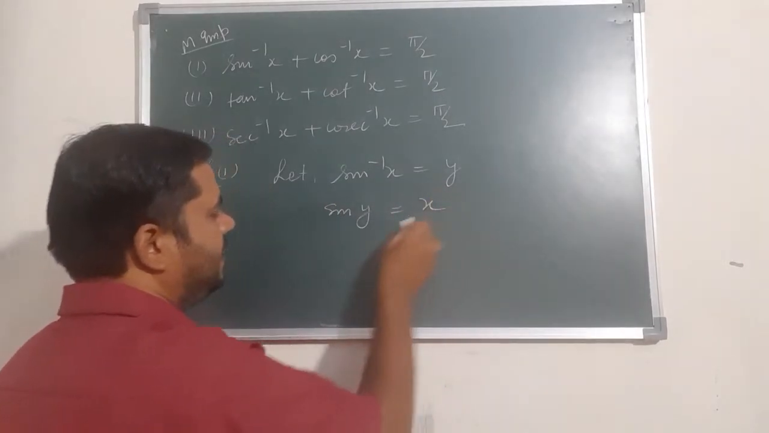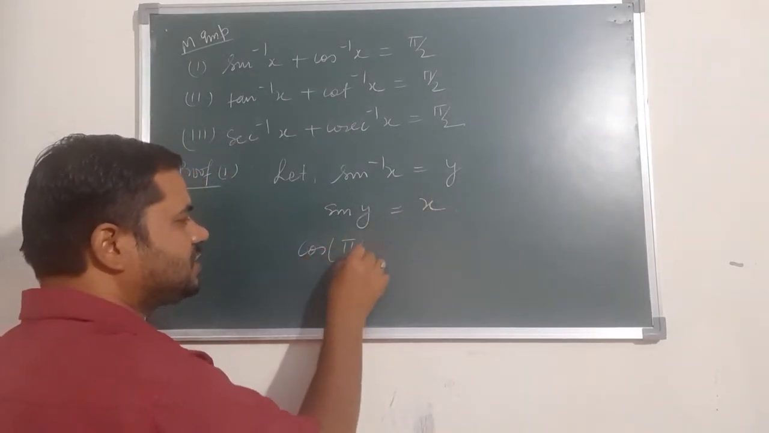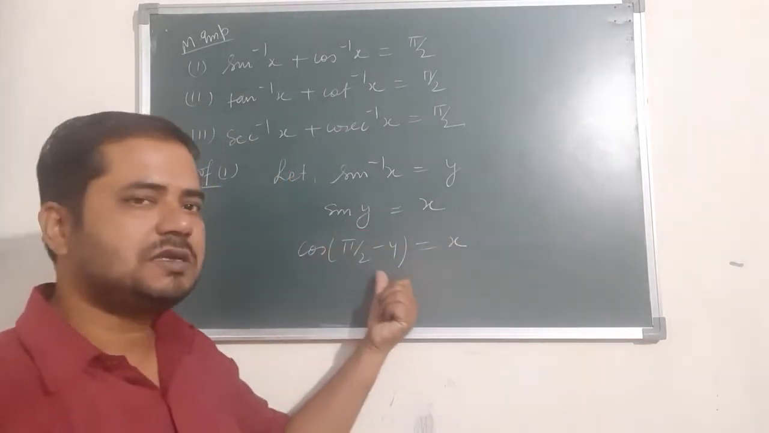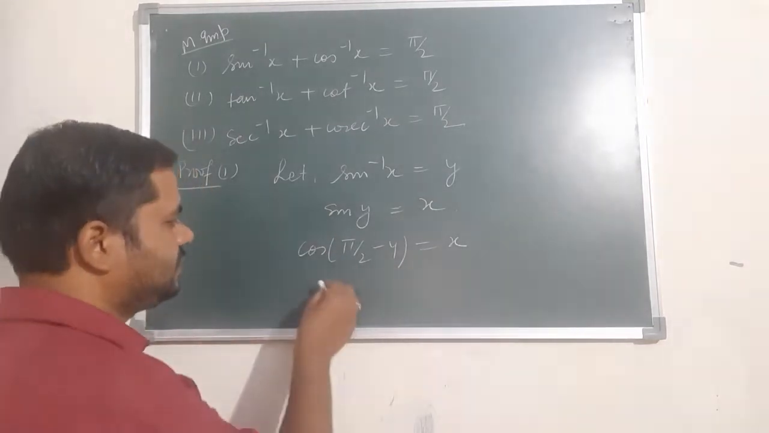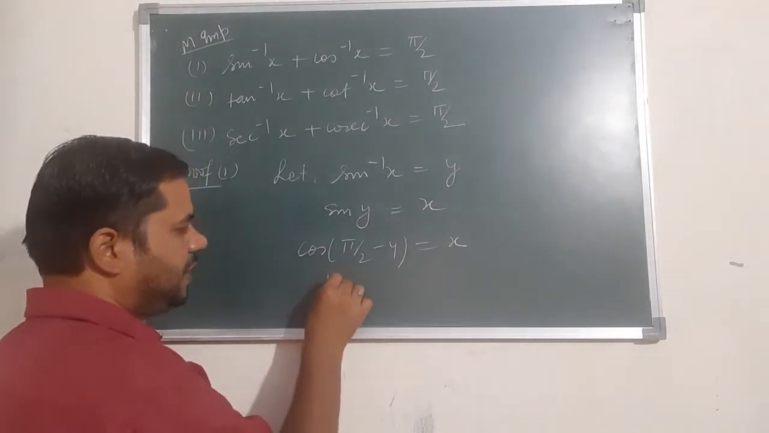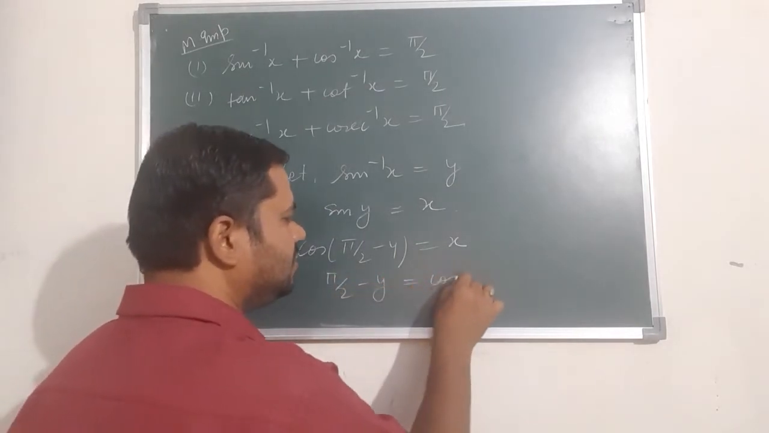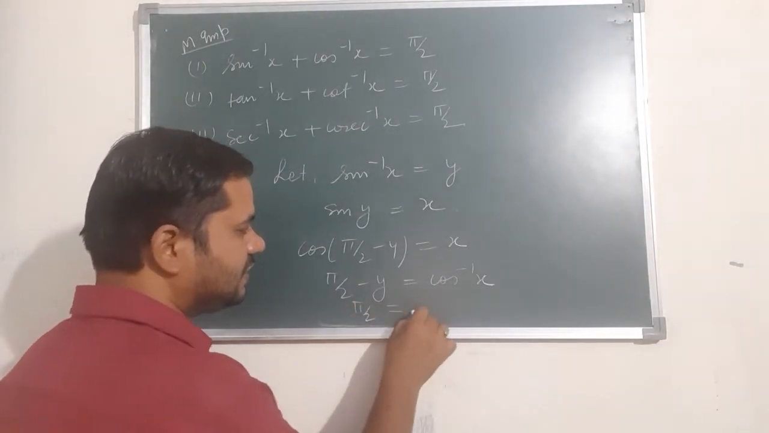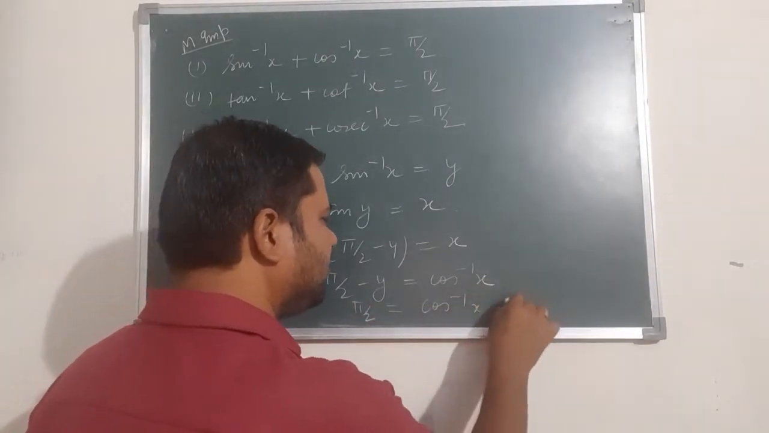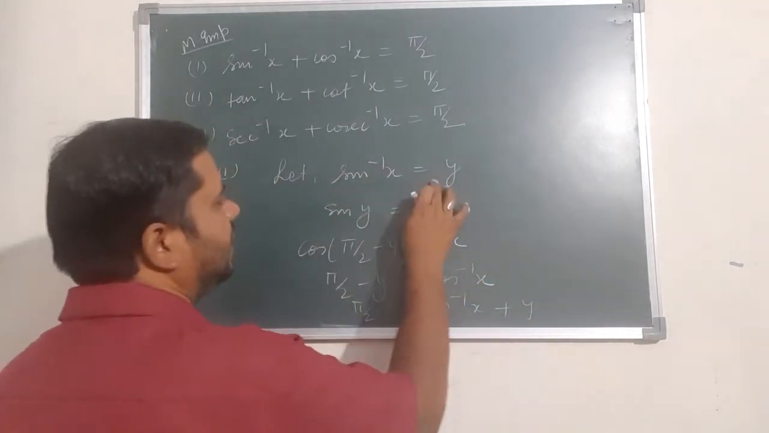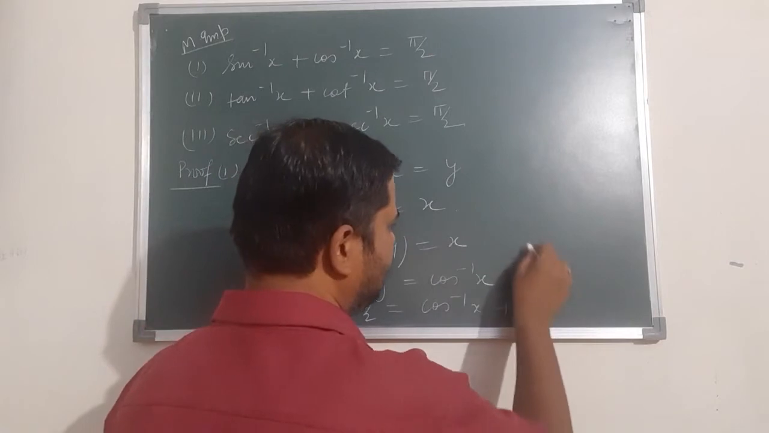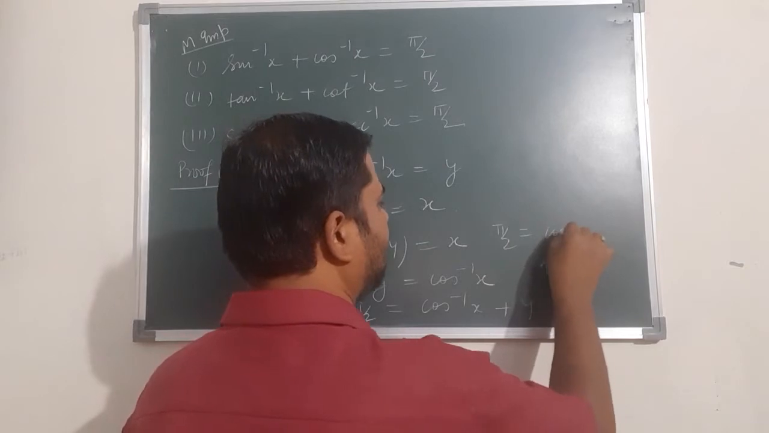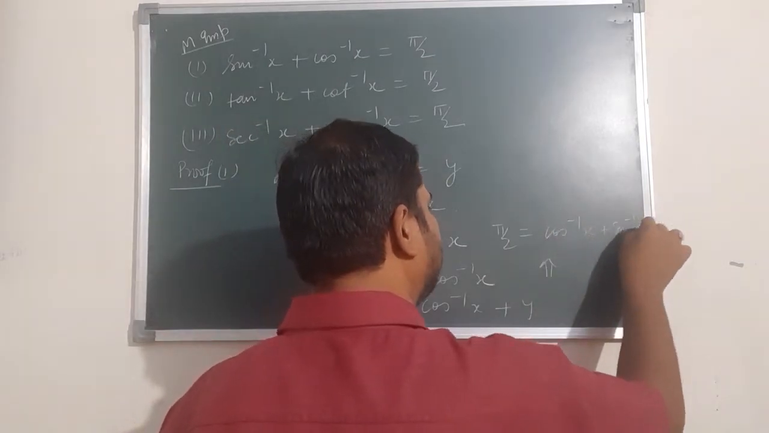x is pi by 2 minus y, and this can be written as pi by 2 minus y. Sin y can be written as cos of pi by 2 minus y. So this is nothing but pi by 2 minus y is equal to cos inverse x. So pi by 2 is cos inverse x plus y, and y is what? Sin inverse x. So we can write it as pi by 2 is equal to cos inverse x plus sin inverse x.